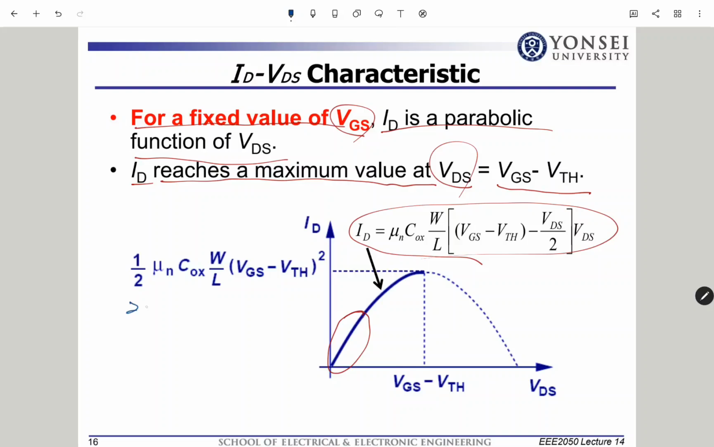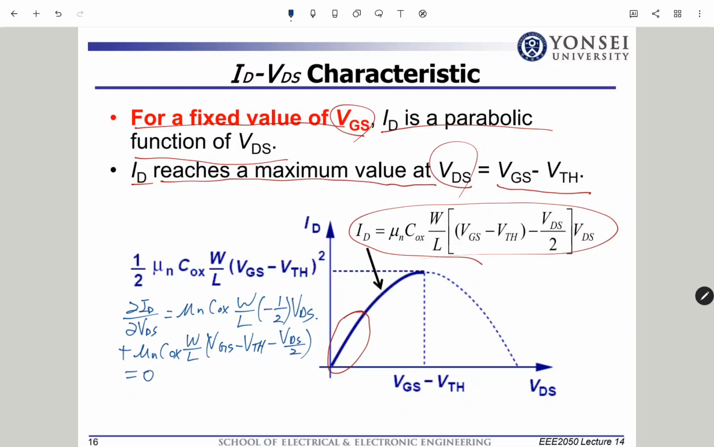So here, the partial derivative of ID with respect to VDS is equal to mu n C ox W over L times negative half, plus mu n C ox W over L times (VGS minus V threshold minus VDS over 2), and that is equal to 0. So if we factor out mu n C ox W over L from the first and second terms, we get VGS minus V threshold minus VDS.